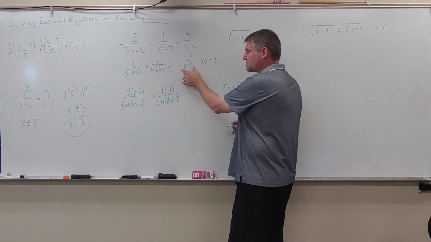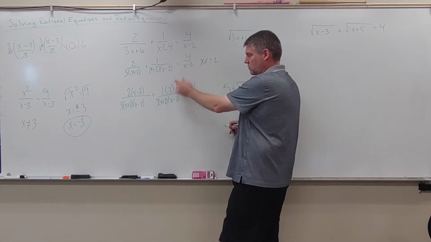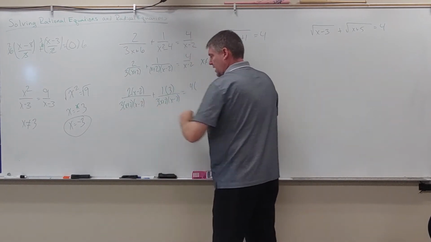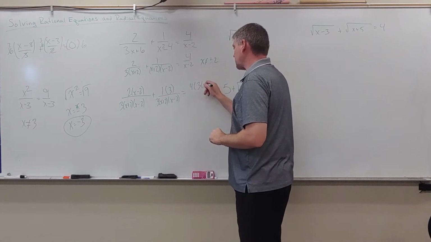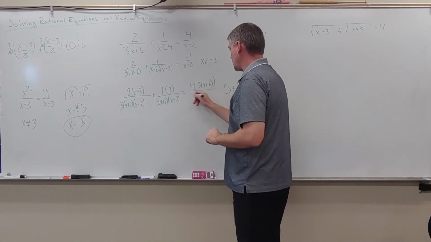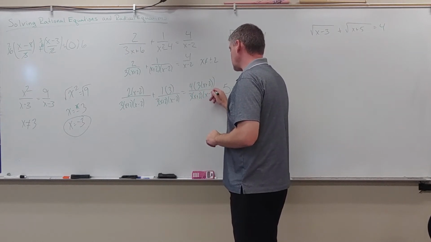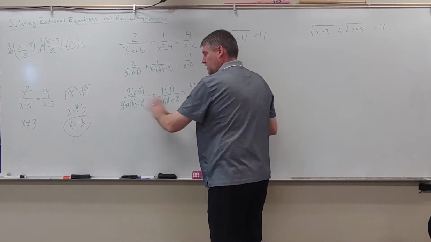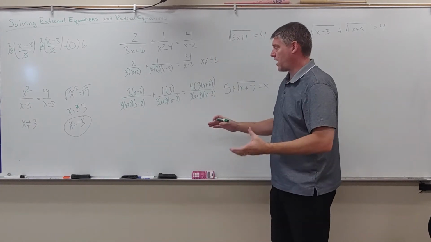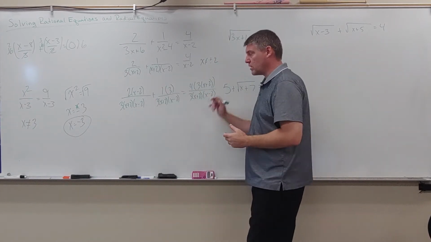times, well, what is this missing? This only has the x minus 2. So it's missing the 3 and the x plus 2. 3 times x plus 2, x minus 2. So now my denominators are all the same. So now I get to kind of ignore it and only work in my numerator.